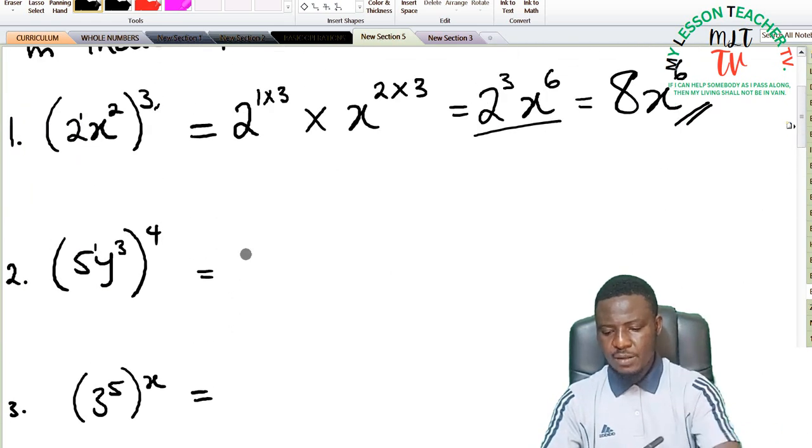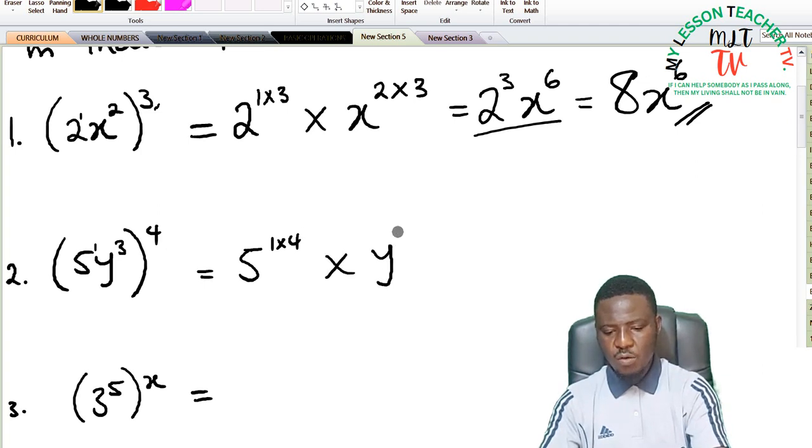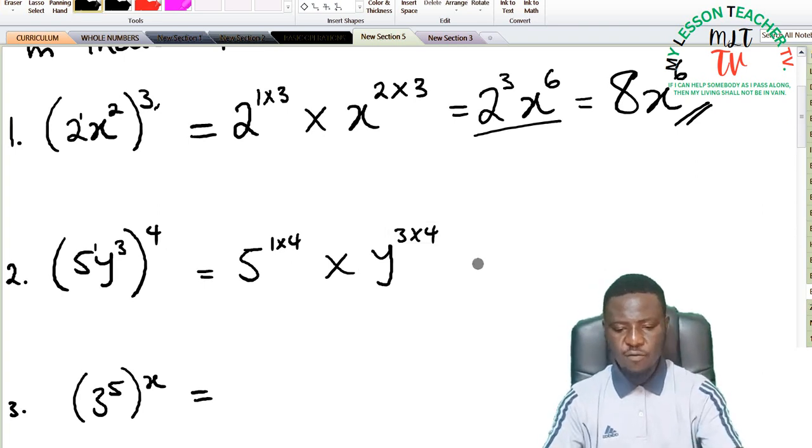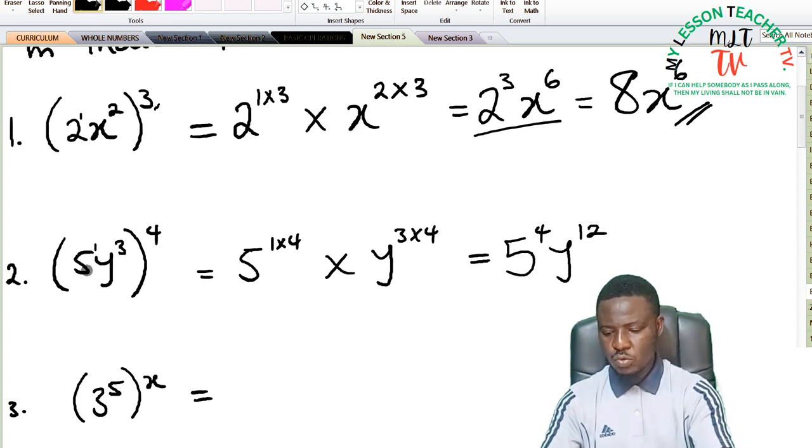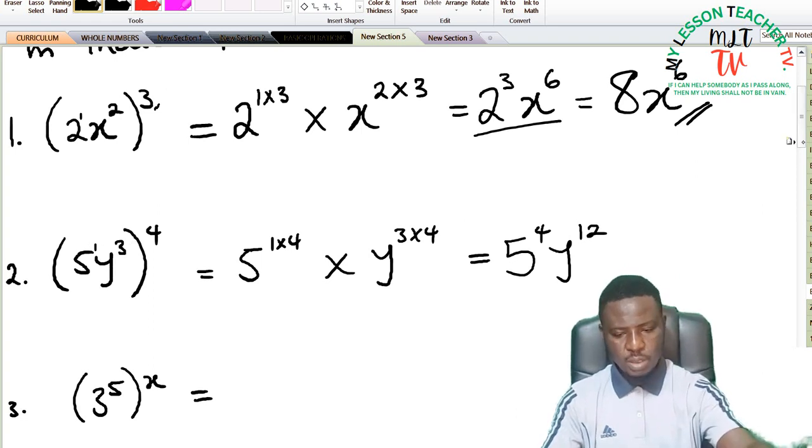Question 2, this is going to be 5 raised to the power of 1 times 4 times y raised to the power of 3 times 4. If you observe, I'm multiplying all the powers by 4. That is what the indices law of multiplication says. This is equal to 5 raised to the power of 4 y raised to the power of 12. So you can just look at it and say this is equal to 5 raised to the power of 4 y raised to the power of 12.